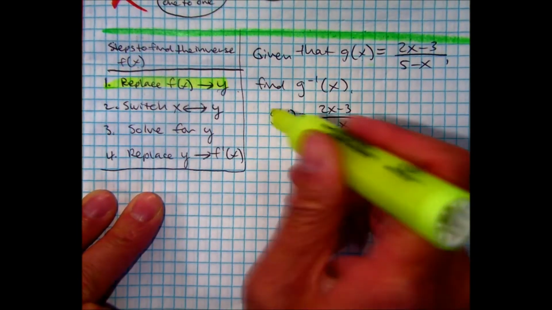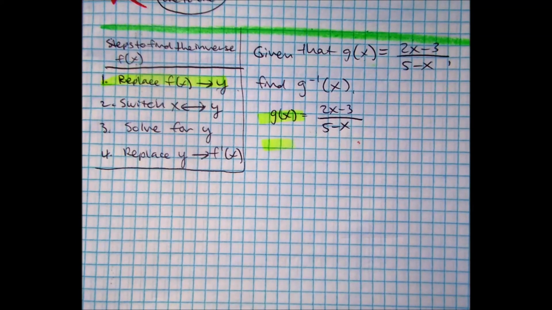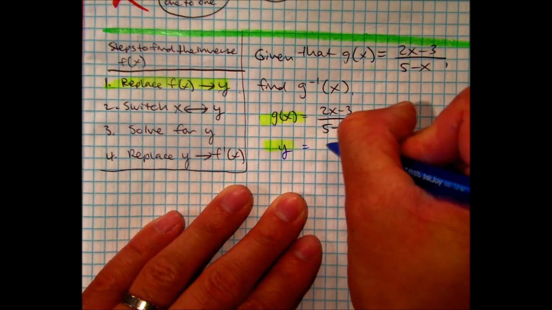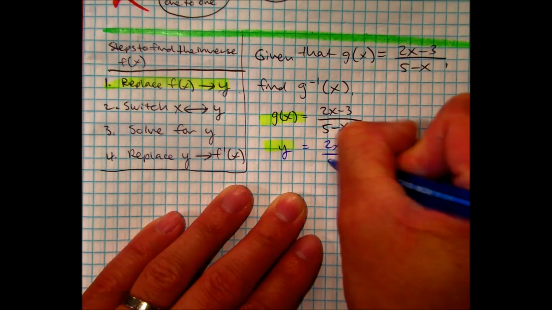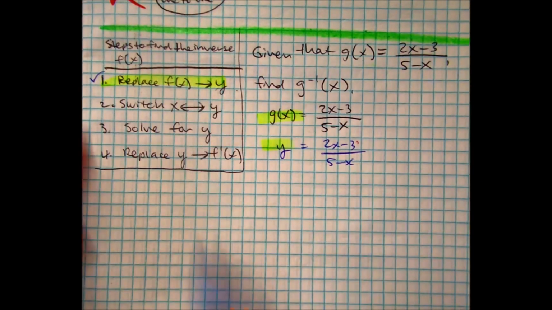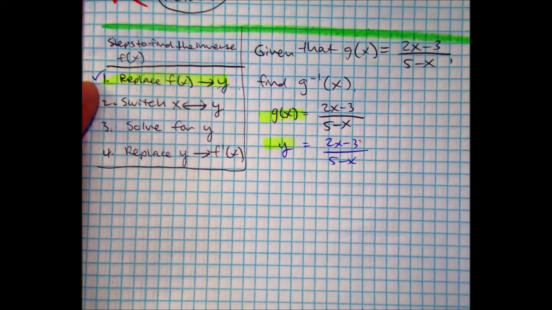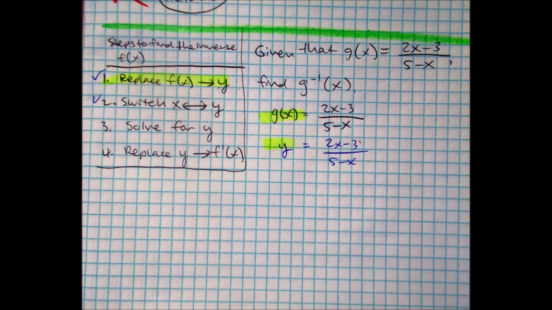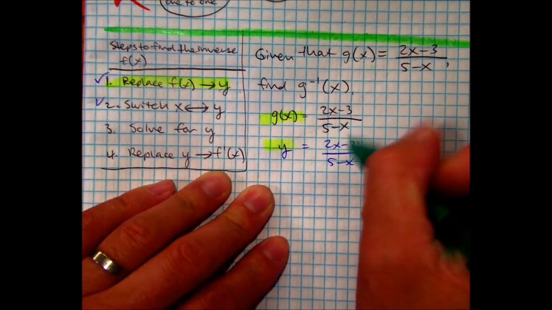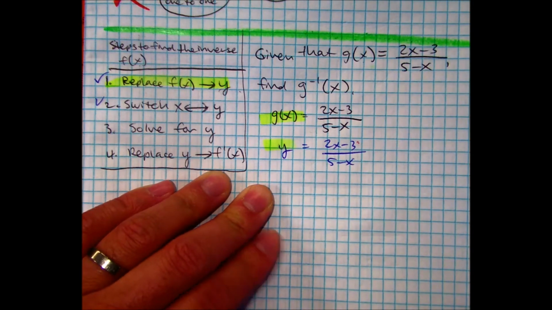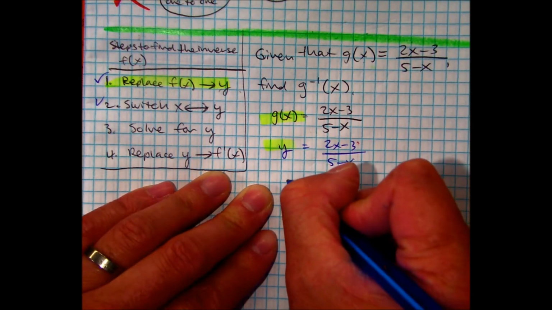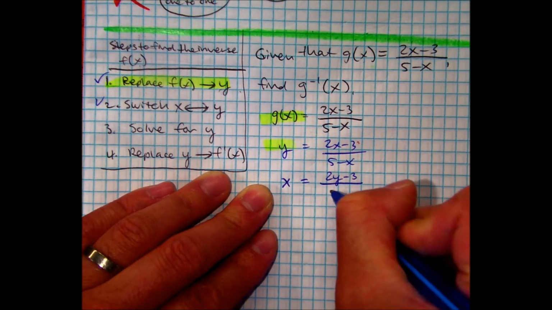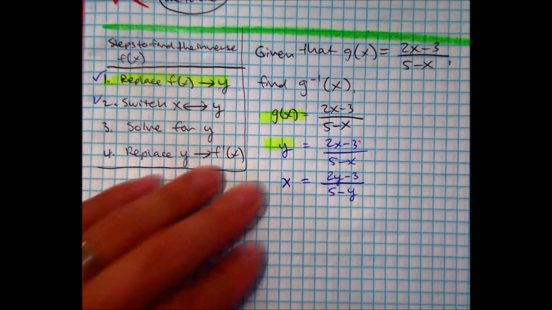So now I'm going to take the function, and what am I going to replace it with, class? Let's replace it with a y. So now I have y equals 2x minus 3 over 5 minus x. So we just did step number 1. Now what do I need to do, class? We're going to switch the x and the y. So instead of writing the x's, I'm going to write y's. Instead of the y's, I'm going to write x equals 2y minus 3 over 5 minus y.